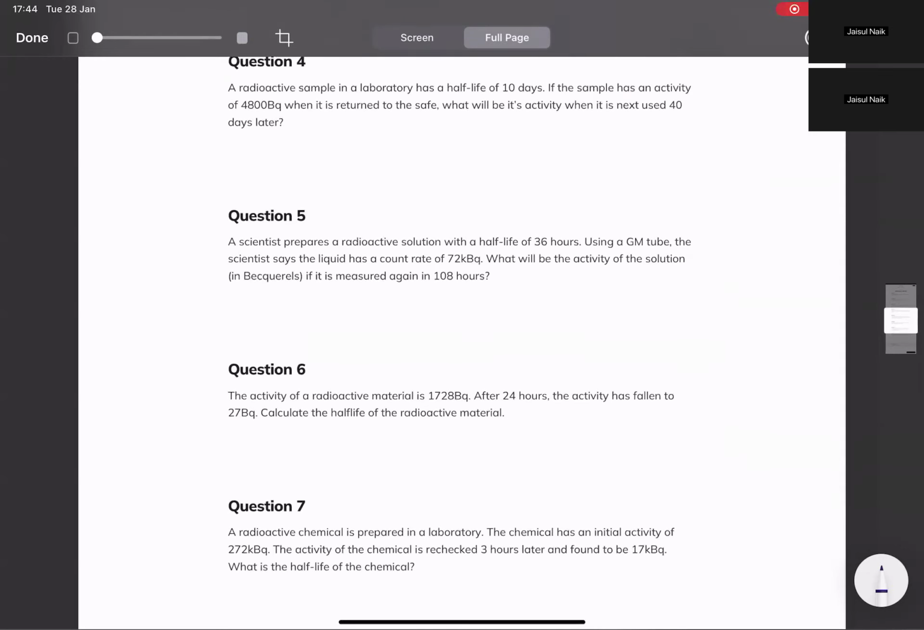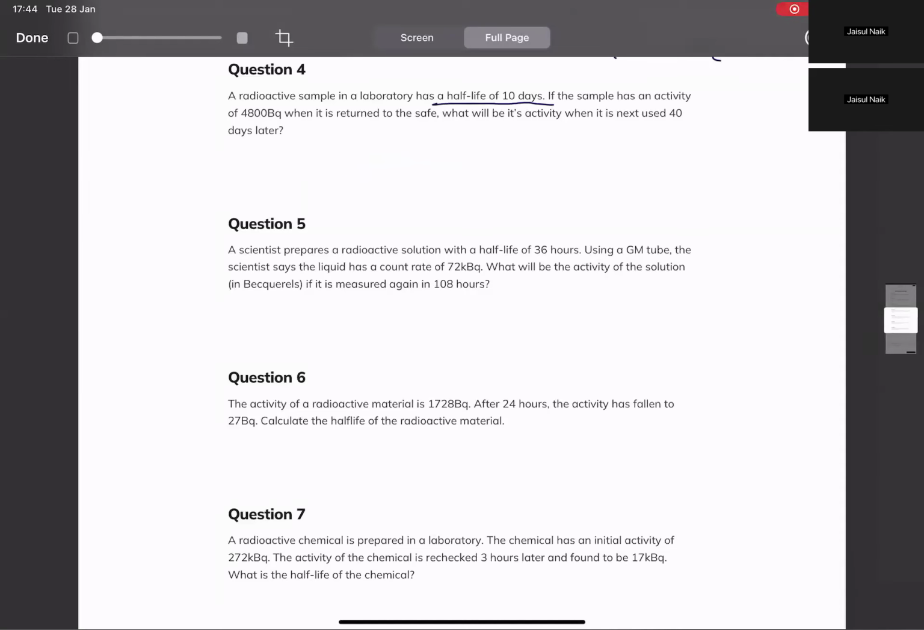Question four. The half-life of this thing is 10 days. That basically means the activity halves every 10 days. The activity is 4,800. So we've got the number of half-lives, we've got the time, and we're going to measure the activity at each one. You don't have to do a table, but it will make the most sense.